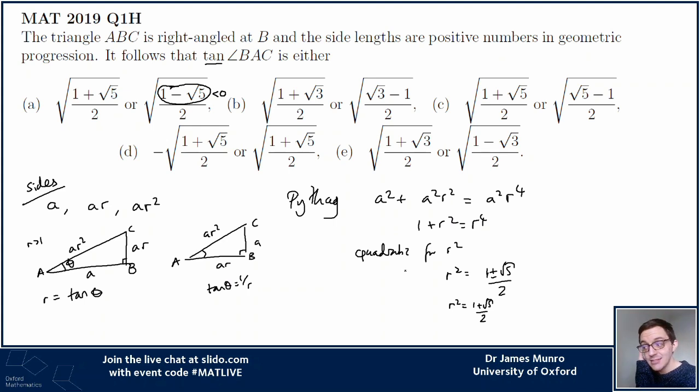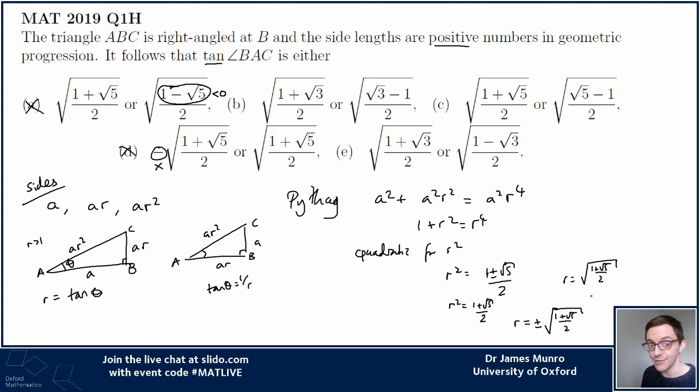And then there's another trap to say, so I should take r is plus or minus root 1 plus root 5 over 2, because I've got two roots from this square root I'm about to do. That's option D. But actually, these side lengths are positive, so we don't want this negative side length. So really, we want r to be root 1 plus root 5 over 2. We only get one solution for r that's positive and real.